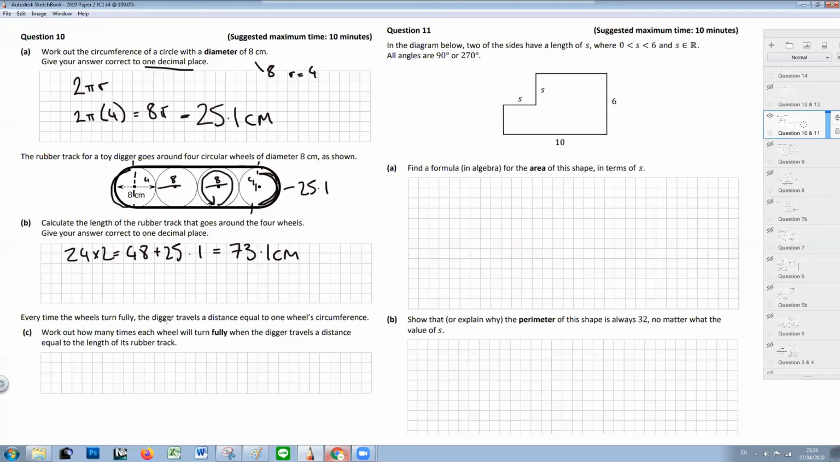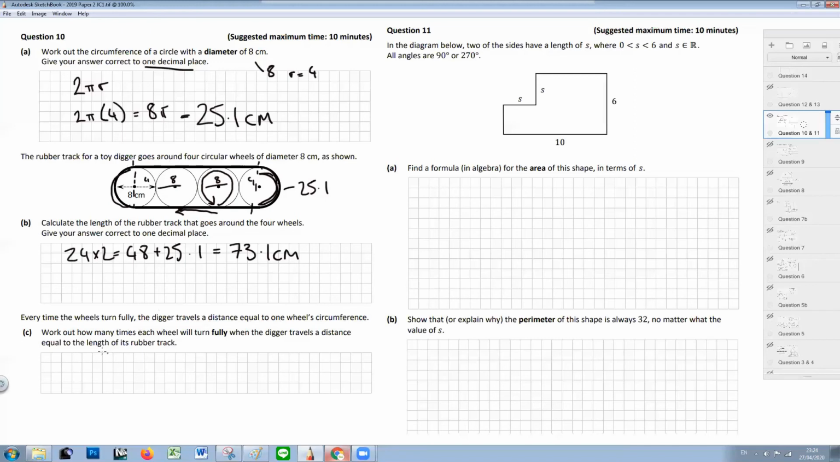Every time the wheel turns fully, the digger travels a distance equal to 1 square's length. So we know that when the wheel turns, the digger goes equal to 1 turn, or 1 wheel's circumference. Work out how many times each wheel will turn fully when the digger travels a distance equal to the length of the rubber track. So you're trying to figure out how far it will travel when it's equal to the rubber track.